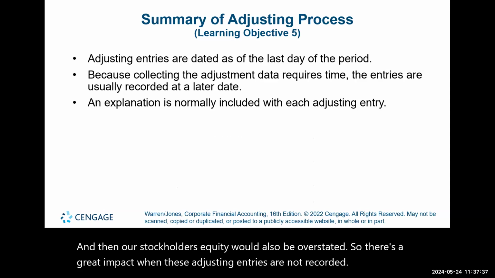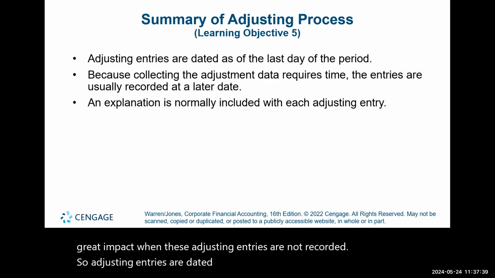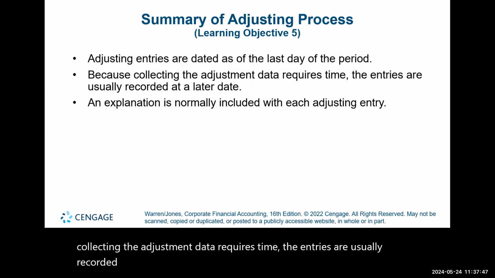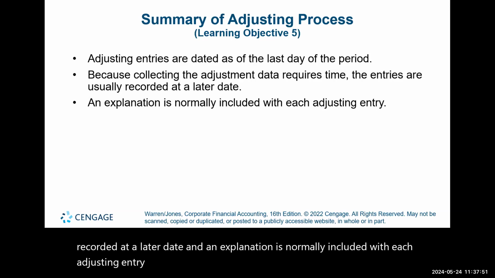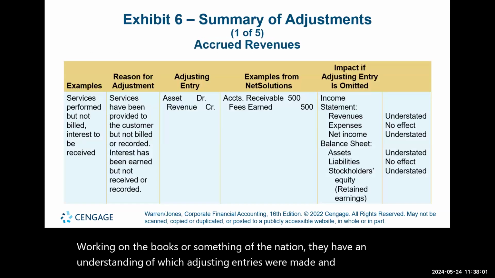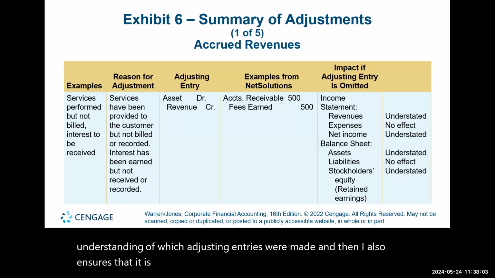So adjusting entries are dated as of the last day of the period. And because collecting the adjustment data requires time, the entries are usually recorded at a later date. And an explanation is normally included with each adjusting entry, just to give those who are working on the books an understanding of which adjusting entries were made. And then that also ensures that it is accurate.